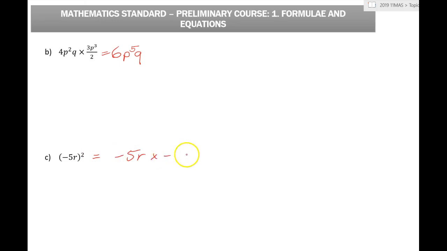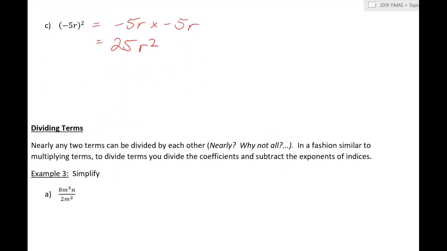-5r times -5r. -5 times -5 is 25. Be careful, it's not -25. Negative times a negative is positive, r squared. Nice and easy. So now, as promised, moving on to dividing terms.